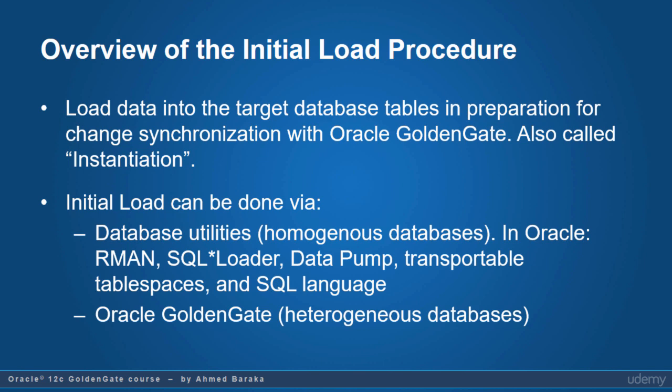Oracle GoldenGate provides its own methods to perform the initial load. The main advantage of the GoldenGate methods is that some of them support transferring the data among heterogeneous databases. You are free to use any of the methods that suits your case. Generally speaking, database utilities are more efficient than Oracle GoldenGate initial load methods. And GoldenGate methods, on the other hand, work well with databases that are from different vendors.